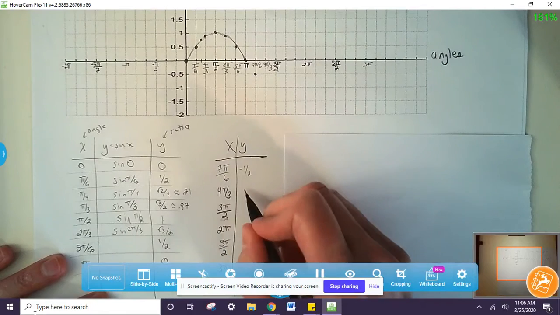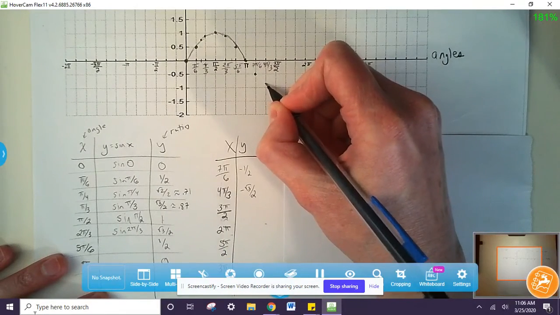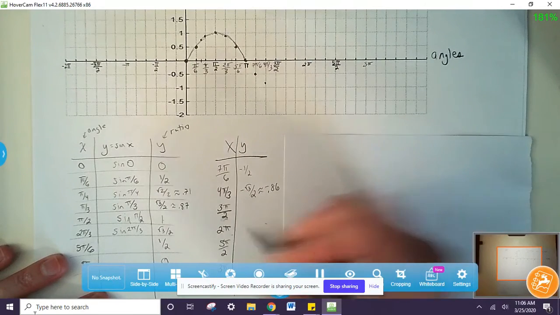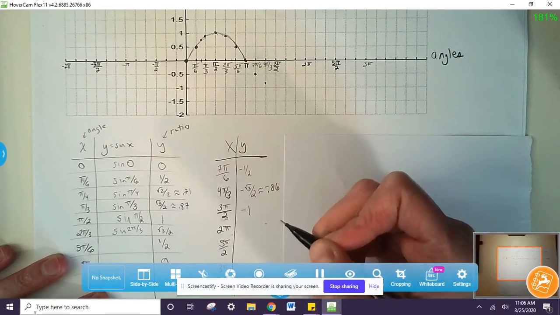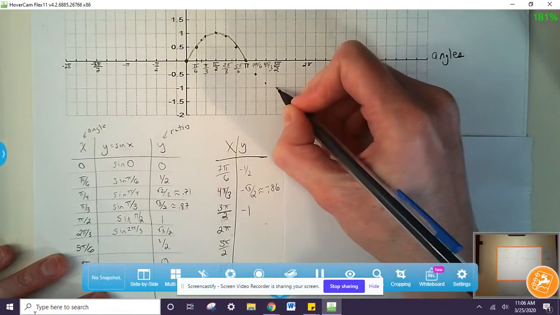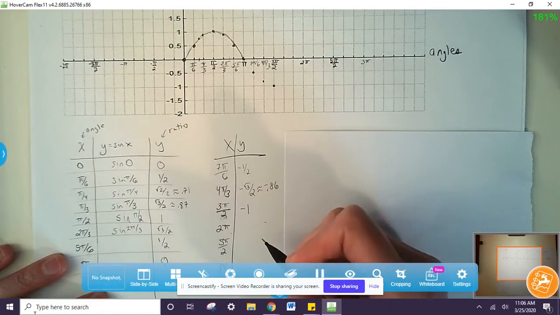For 4 pi over 3, the y-coordinate on your unit circle is negative radical 3 over 2. So that's going to be about -0.86. Look at 3 pi over 2 on your unit circle. Down there, the y-coordinate is -1. So on my graph, I'm going to plot 3 pi over 2, -1. And I think we start to see what's happening here.